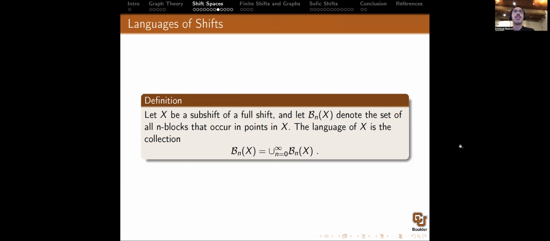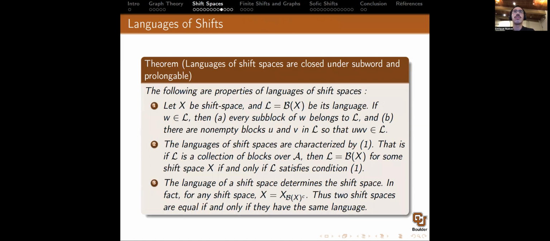So yeah, moving forward. This is interesting. It seems like this language for a shift space is very large. It can be, and there's a lot of repetition of subwords and words, and that's true. But in particular, we're going to explore the core properties of languages of shift spaces. This is going to be needed later to connect back to regular languages. As you can see here, languages of shift spaces are closed under subword and prolongable. The following are properties of languages of shift spaces.